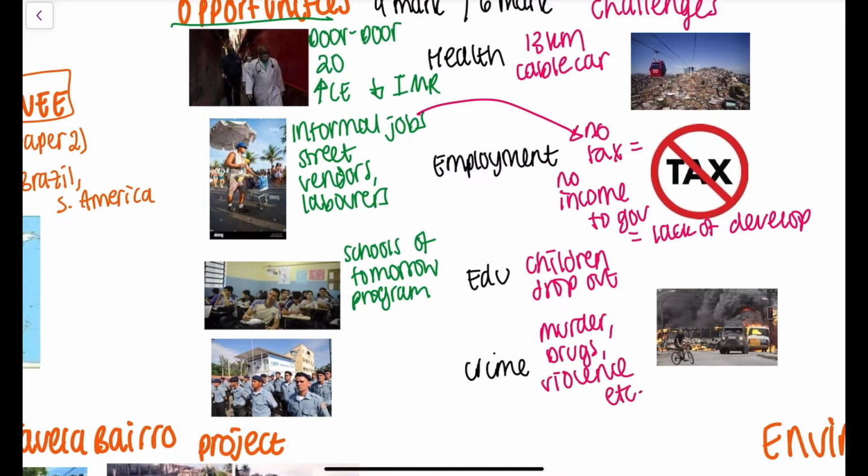There's lots of crime that takes place in the favelas, and one way to tackle that was the police pacifying units, which was the PPU. And they were established to reclaim the favelas from people like drug dealers, and also the police took control of the crime dominated areas, and regained that control to eradicate those gangs.